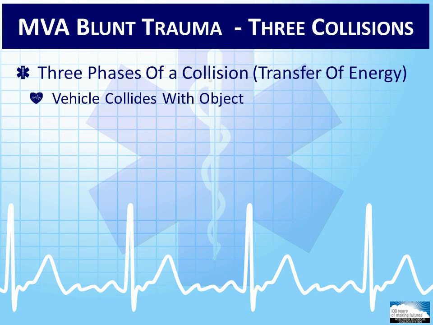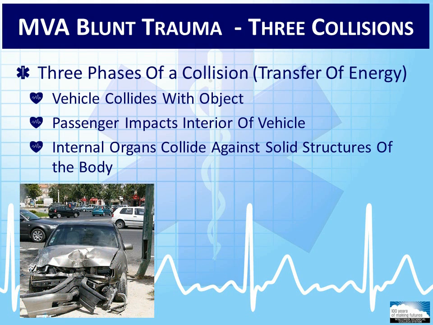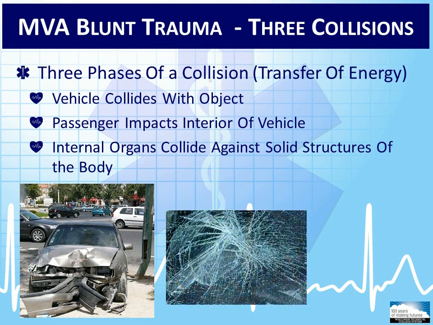The first collision occurs when a vehicle collides with another object. The second collision then takes place when the passenger impacts the interior of the vehicle. Lastly, the third collision happens when the internal organs collide against the solid structures of the body. In the context of Newton's laws of motion, since the car was traveling at 50 miles per hour when it hit the light pole, the passenger in the car continues to travel at 50 miles per hour until it meets an external force, such as the windshield, steering wheel, airbag, or seatbelt.